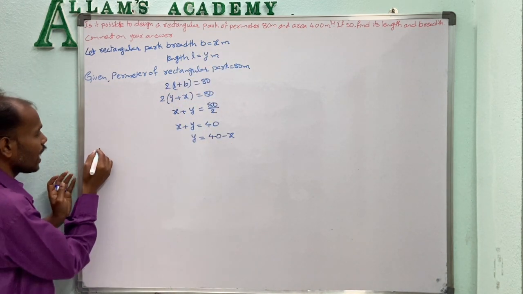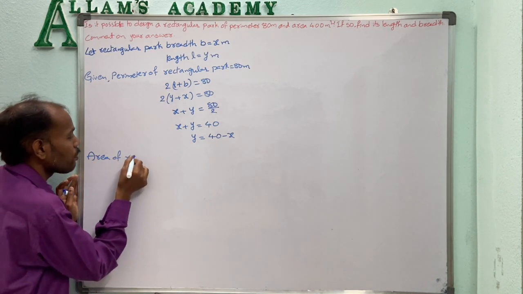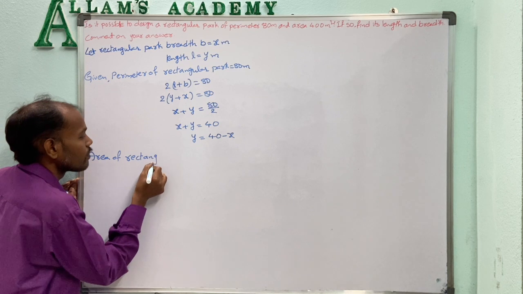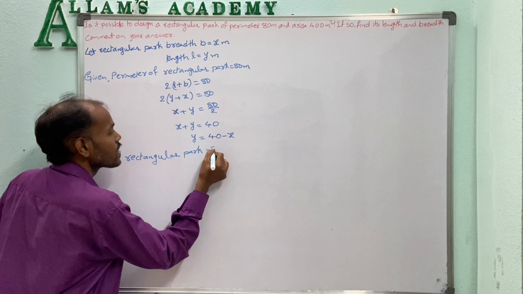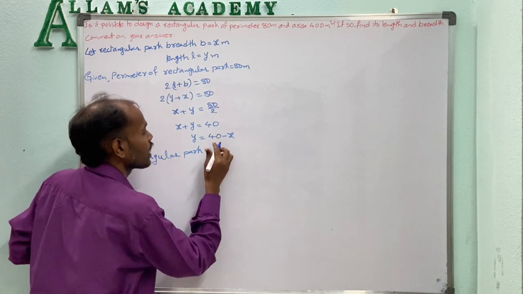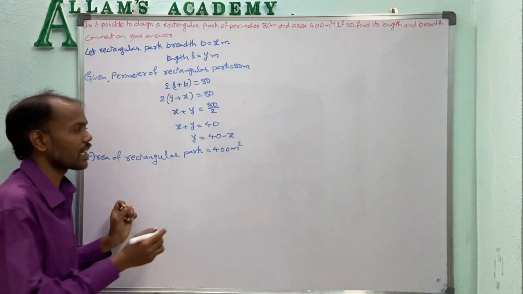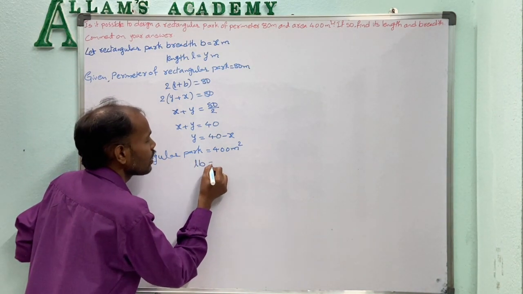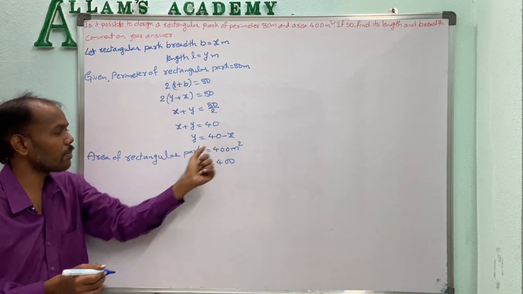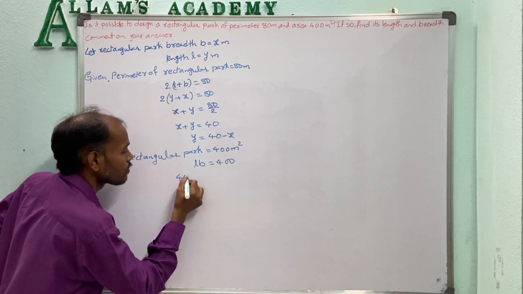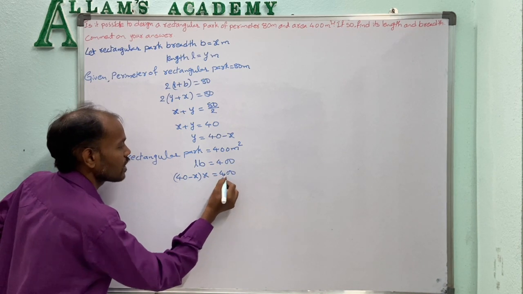Now given the area of the rectangular park is 400 meters square. Now area of a rectangle is nothing but L into B. So L into B equal to 400. L means length, that is y. y is nothing but 40 minus x. B is x. So 40 minus x into x equal to 400.